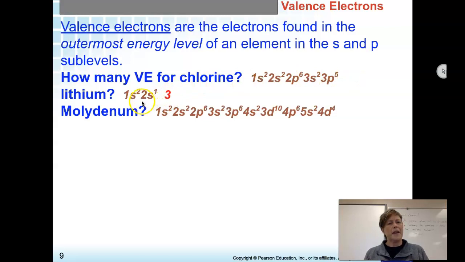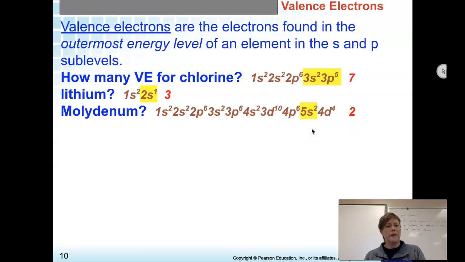I kind of jumped ahead here. This is my outermost energy level. I wrote down 3. Is that correct? No, it is not correct. It should be 1. I have 3 total electrons, but my outermost energy level only has 1. So that is incorrect. Keep that in mind. As I'm going along here, I can see that 5 is my outermost energy level, and it has 2 valence electrons.